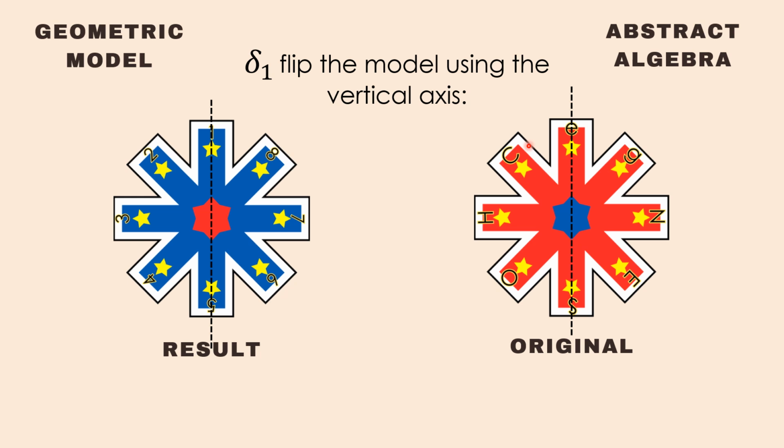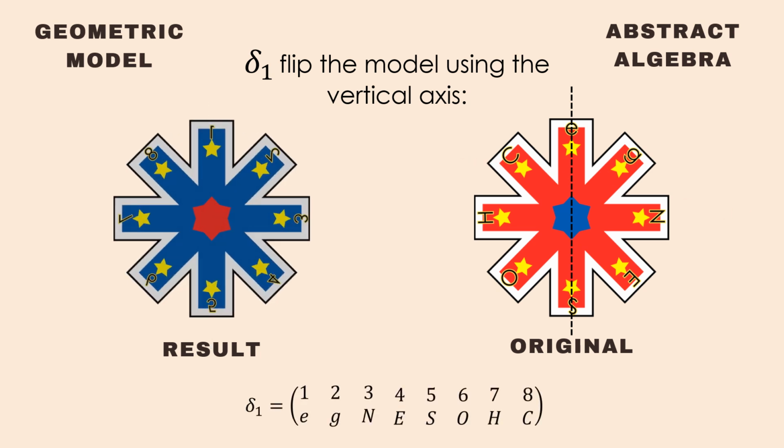Next, we move forward to our reflection symmetry. Delta sub 1, flip the model using a vertical axis. Here we have 1E, 1E, 2G, 2G, 3N, 3N, 4E, 4E, 5S, 5S, 6O, 6O, 7H, 7H, and 8C, 8C.